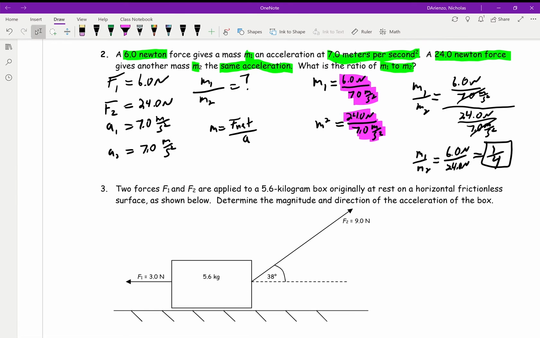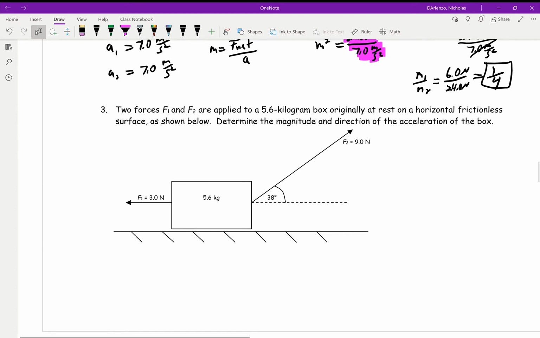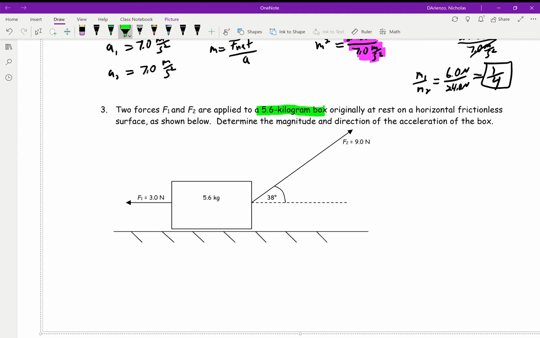Seems kind of like a long roundabout way of getting there, but nevertheless. Last example here, we have two forces being applied to a 5.6 kilogram box that's originally at rest on a horizontal frictionless surface. Love that. Determine the magnitude and direction of the acceleration of the box.